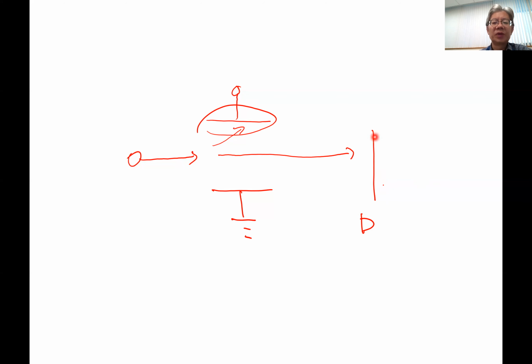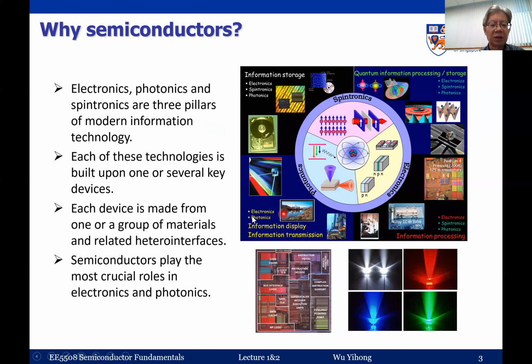So this is just a very simple device, and actually this is called a vacuum tube. In principle, you just need an electron source, a detector, and a grid or gate to control the motion of electrons in the free space, and then you can realize a very simple device. But of course, such a device is very bulky, and that's the reason why we need another way to do it.